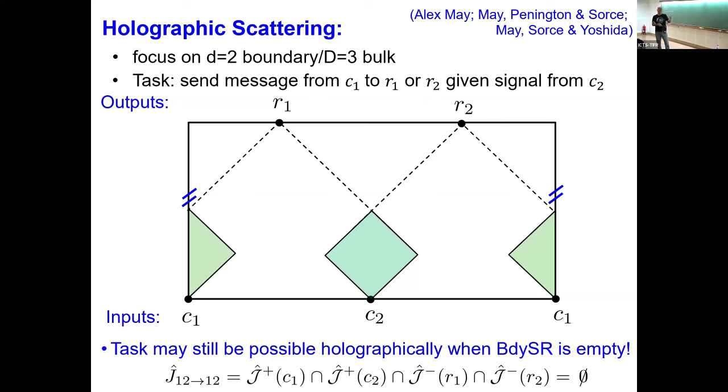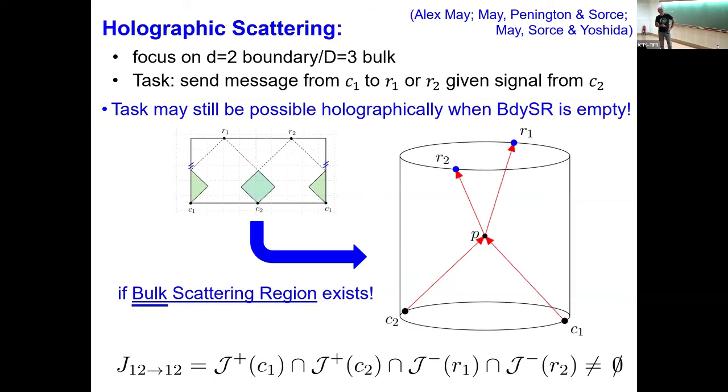However, it still may be possible in the context of a holographic system where I've got a strongly coupled conformal field theory in play, that I can still carry out this task. And that's coming by sending the message through, a dual version of the message and the signal through the bulk to some common point in the middle of the space, and then from there deciding whether it goes to R1 or to R2.